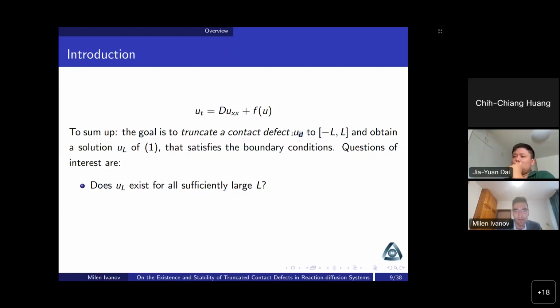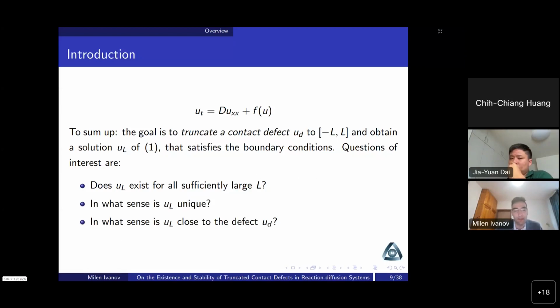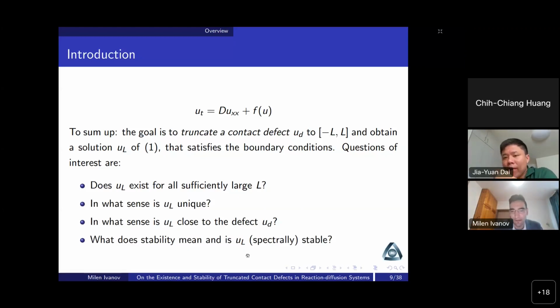We have the condition over here as x goes to infinity. Well, I have nothing like x goes to infinity on the interval. So I have a basic question of existence, and of course uniqueness. And we need to say something about robustness: in what sense is the truncated defect close to what I started with? And finally, we need to talk about stability. Is our truncated defect spectrally stable?